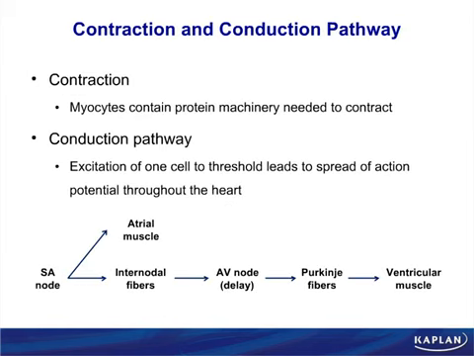All right, the myocytes, even though they conduct, are really specialized for contraction because they have the protein machinery needed to contract: actin, myosin, troponin, tropomyosin, titin, all of those players that are discussed in section 3 in the muscle section. In the normal conduction pathway, any time we get excitation of one cell to threshold, it leads to an action potential throughout the heart.